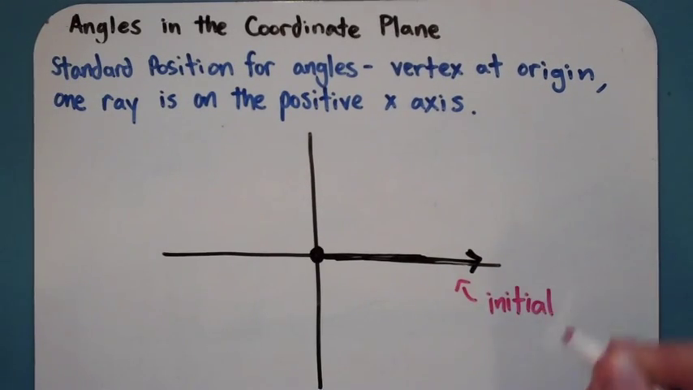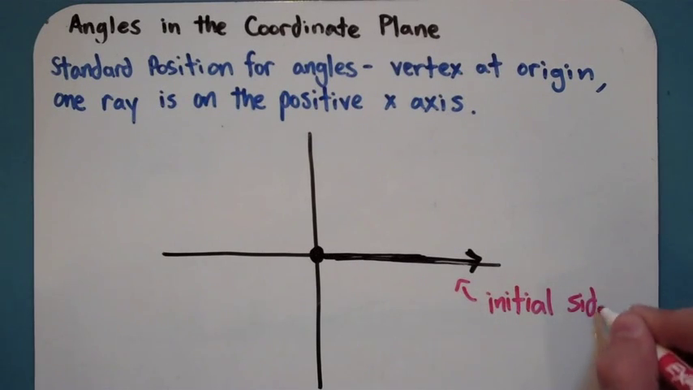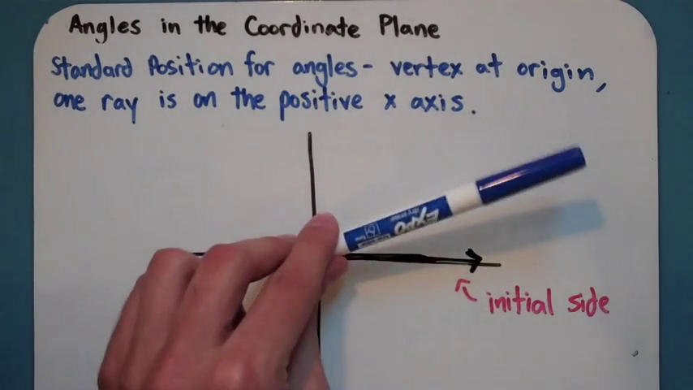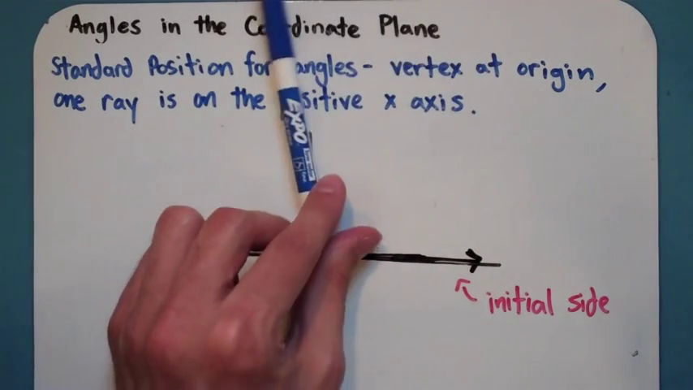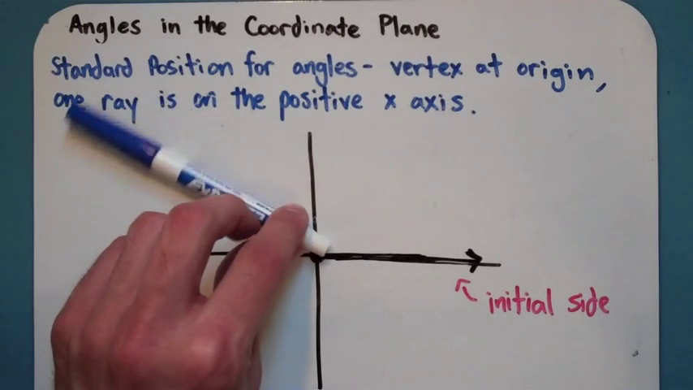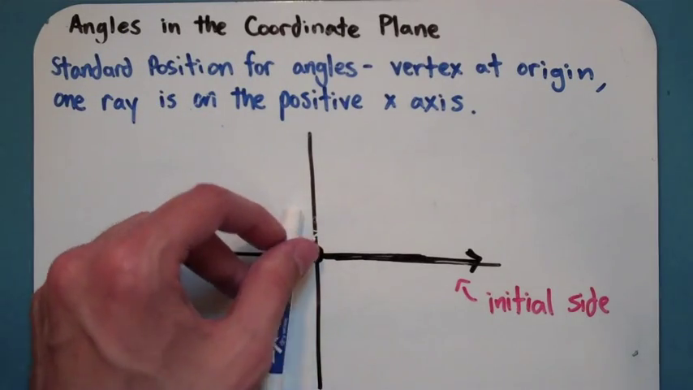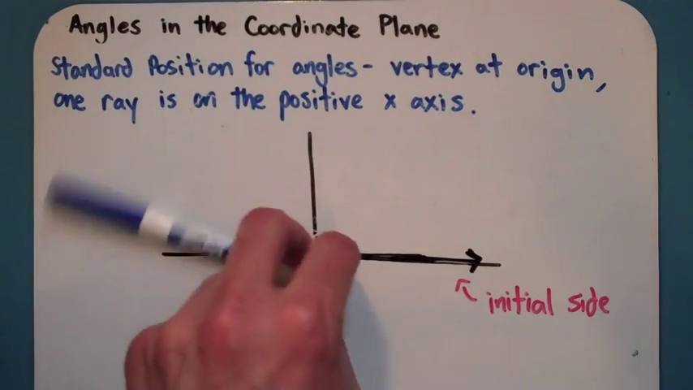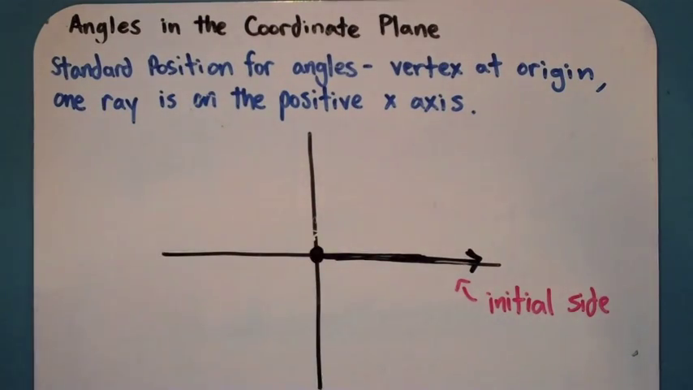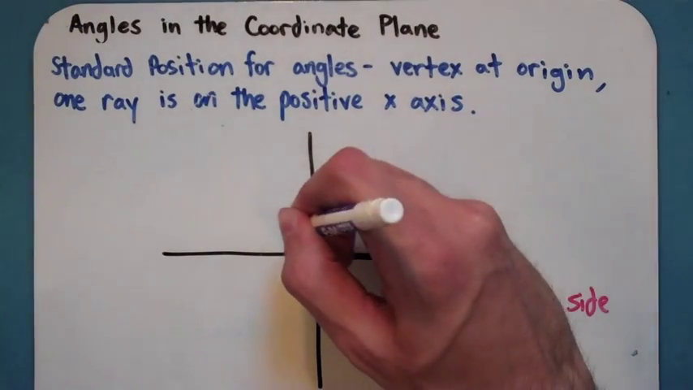So the side that starts out on the positive x-axis here is called the initial side. And then what's going to happen? Picture this is one side of my angle here. For the other side, I'm going to have my ray, and I'm going to basically spin it like this, anchored to the origin there. So it's going to spin in circles as I go along. I can spin it this way, I can spin it this way, but the other side is going to be just somewhere else. Let's say it happened to be out like this.